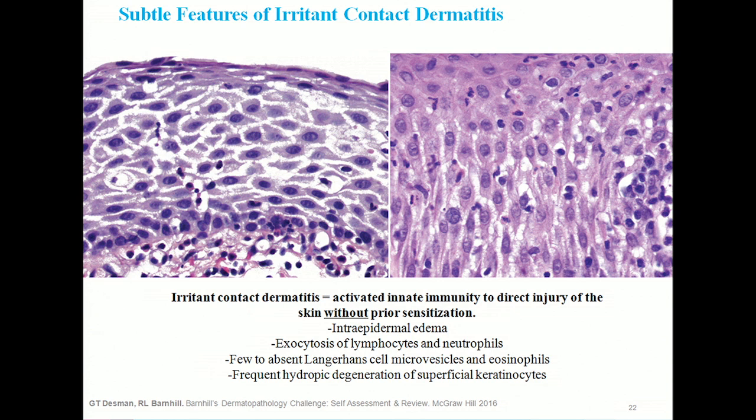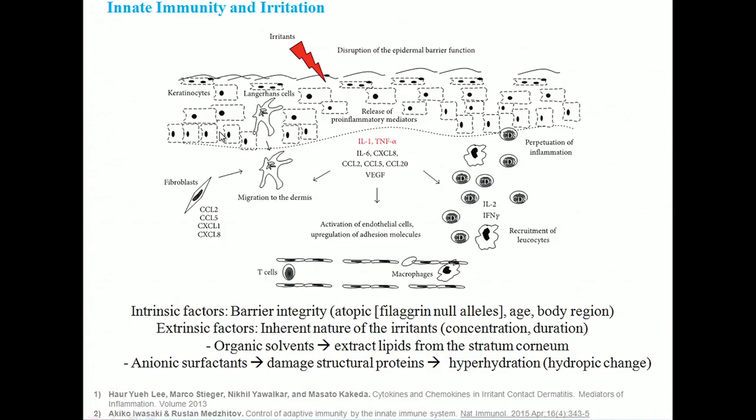It's activated innate immunity due to direct injury of the skin without prior sensitization. You see there's edema within the epidermis and exocytosis of lymphocytes and neutrophils. There's absent Langerhans cells and eosinophils, and frequently you'll see hydropic or swollen change of the keratinocytes within the epidermis. And in terms of the mechanism, there's multiple factors at play here. The intrinsic factors such as the overall barrier integrity, but also extrinsic factors such as the nature of the irritant itself. What is the concentration of the irritant and how long is it applied to the skin?